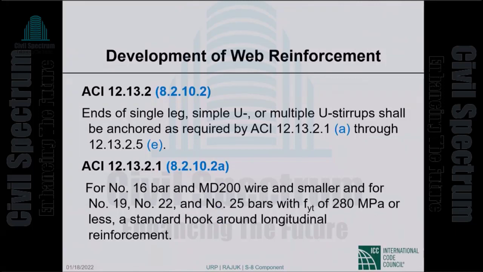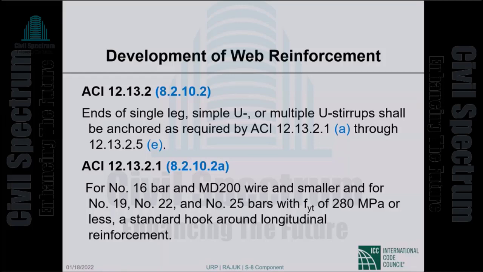Ends of single leg, simple U, or multiple U stirrups shall be anchored as required by section such and such, 0.1 through 0.5. So the BNBC numbering is A through E. So ends of simple single leg, multiple U, or simple U stirrups shall be anchored as required by 12.13.2.1, 2.2, 2.3, 2.4, or 2.5. 5 different ways of anchoring.